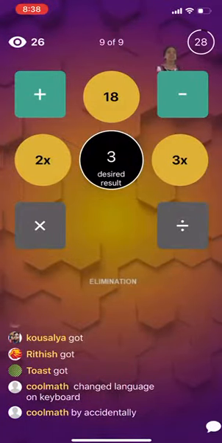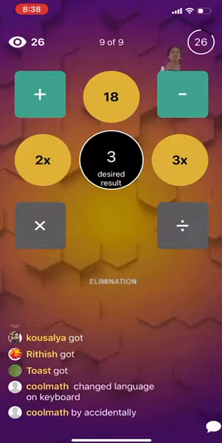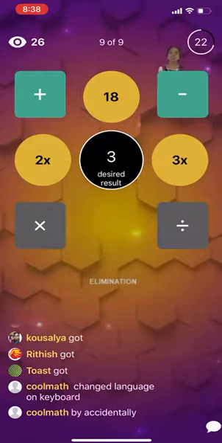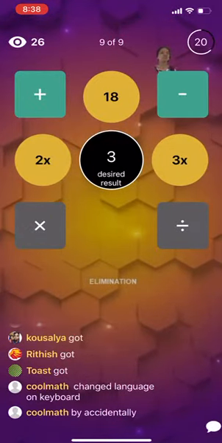Desired result is 3. The given variables are 2x, 3x, and 18, and the given operators are plus and minus. Number of possible solutions is 4.